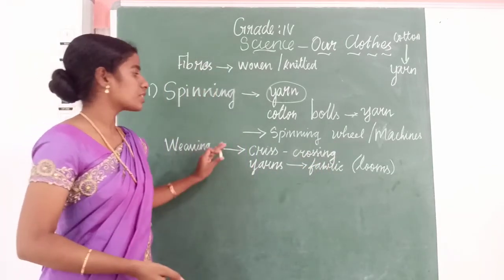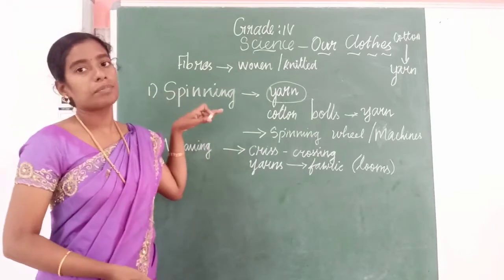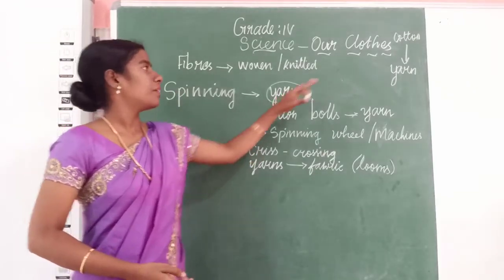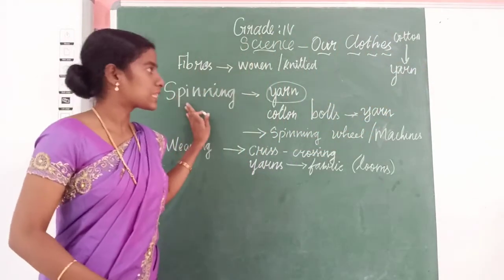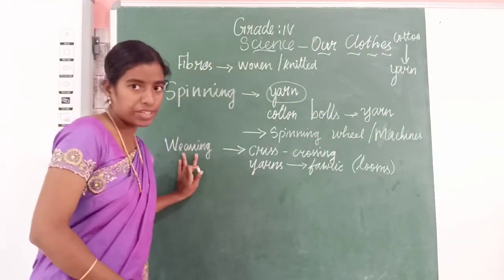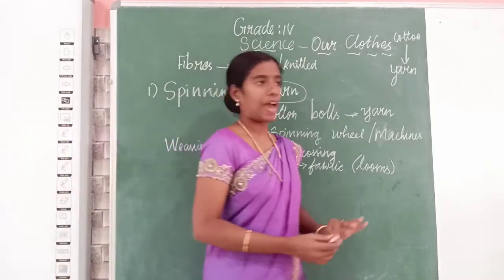Third process in manufacturing these clothes. First you take cotton, you get yarn, using spinning. Now you go for weaving, we get fabric.